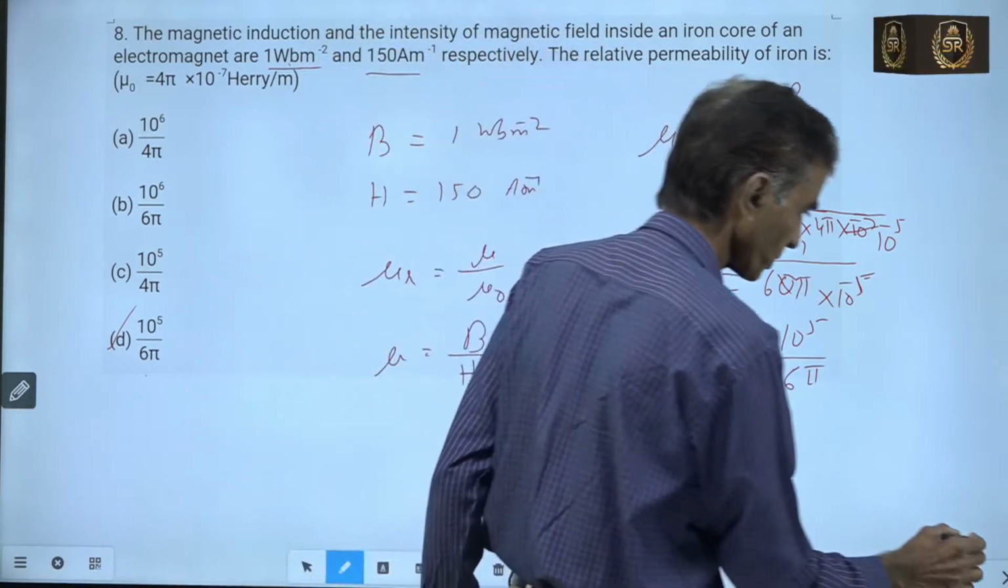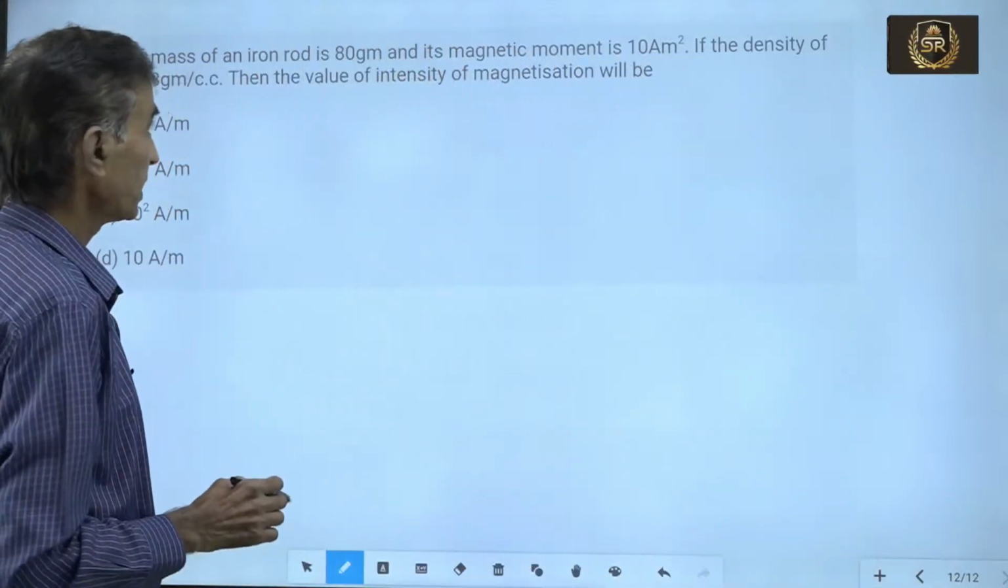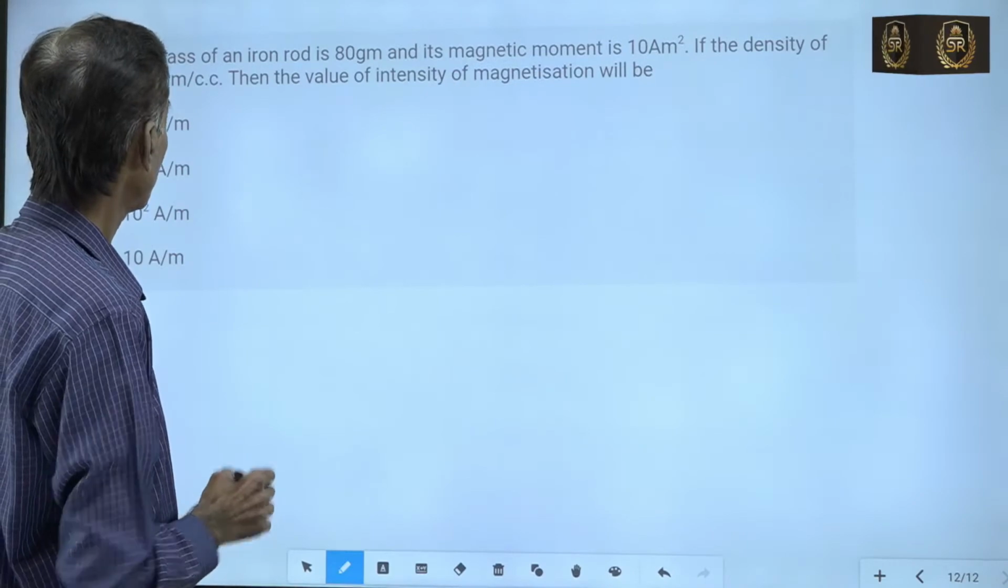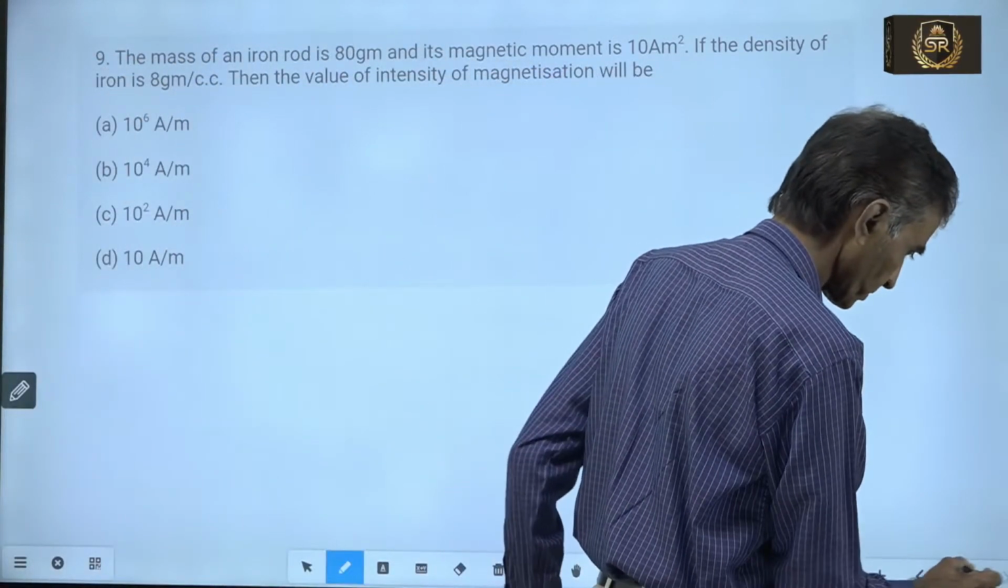Now let us go to the next one. Next problem, the mass of iron rod. This is repeated again. This already we have done, same model.